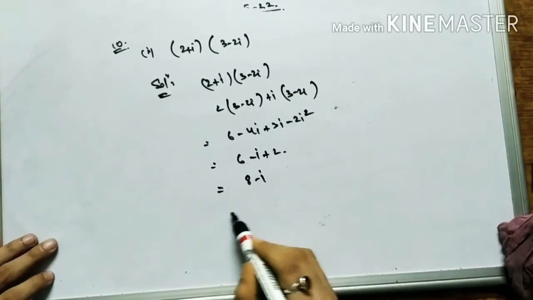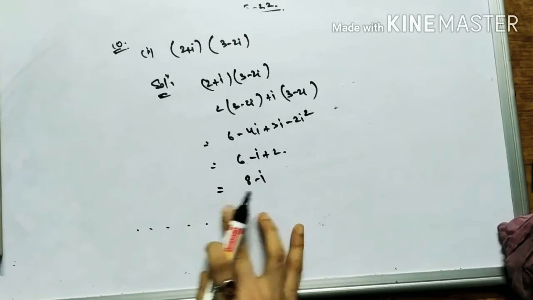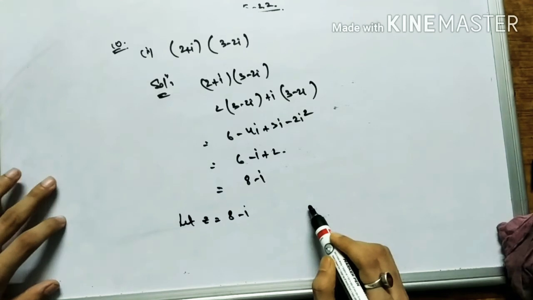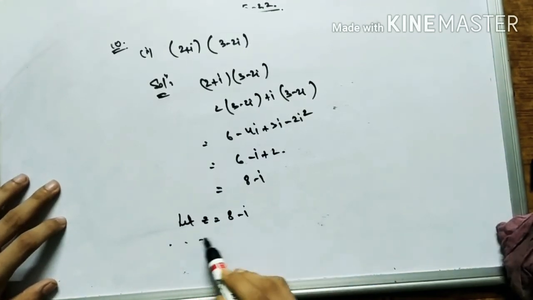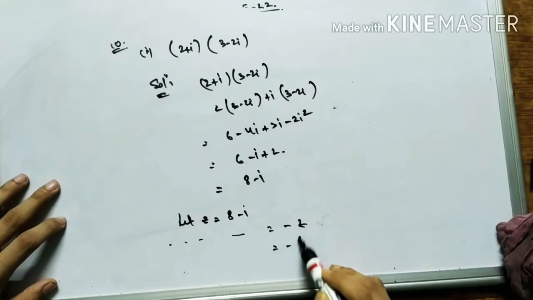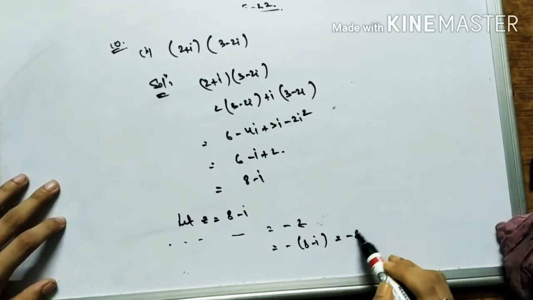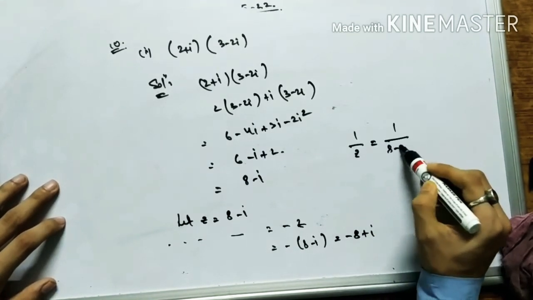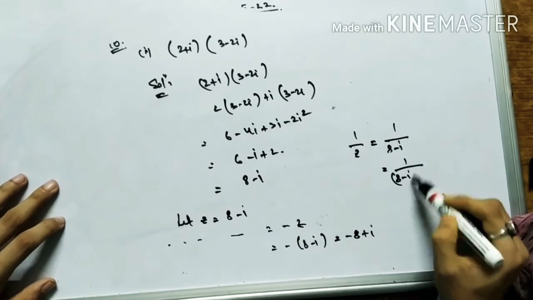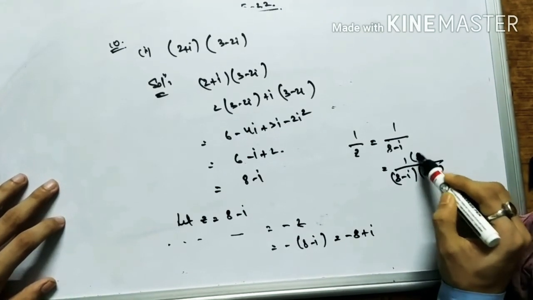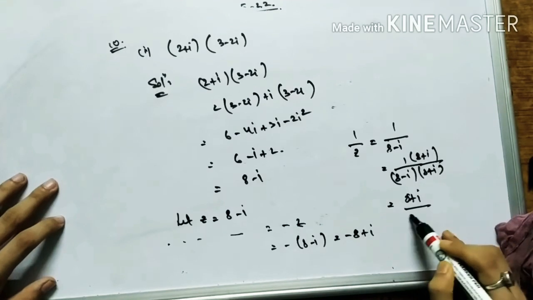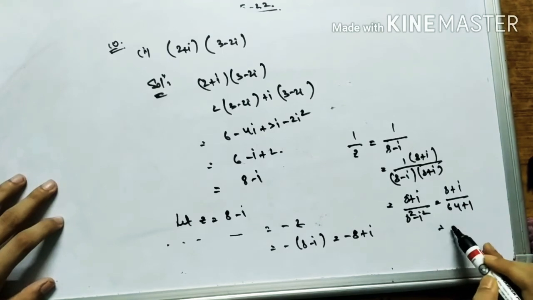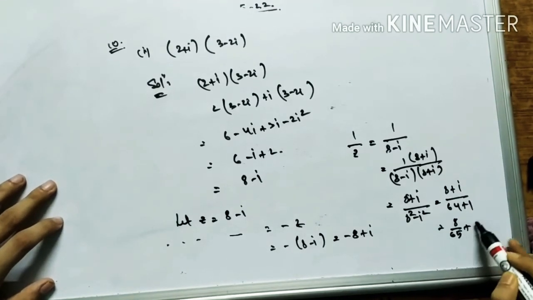Now the additive inverse. You can take, let z equal 8 minus i. So the additive inverse of z is equal to minus z, minus of 8 minus i, which is ultimately minus 8 plus i. And the multiplicative inverse will be 1 by z, so 1 by 8 minus i. Multiply by 8 plus i over 8 plus i. This gives 8 plus i by 8 square minus i square, which is 8 plus i by 64 plus 1. So you will get 8 by 65 plus 1 by 65 i.